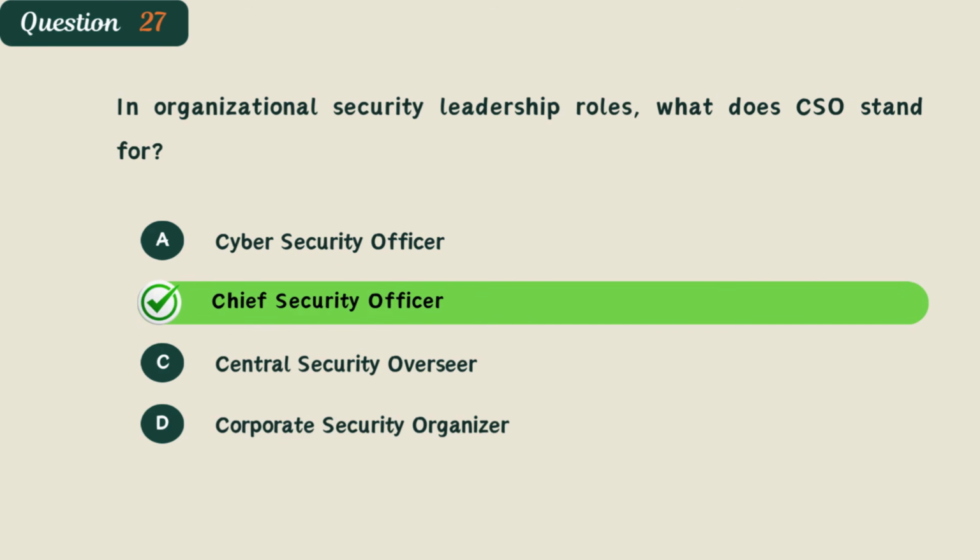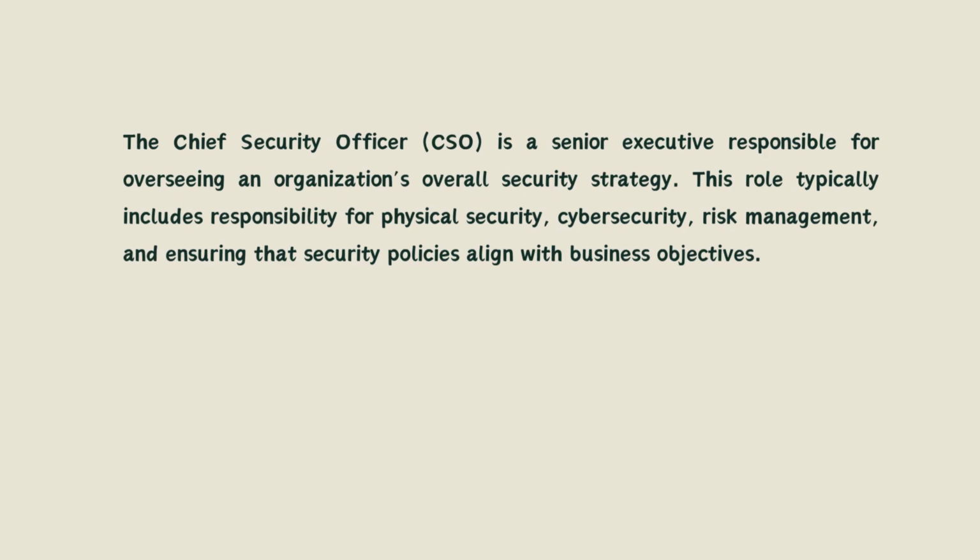Correct answer: B. Chief Security Officer. The Chief Security Officer, CSO, is a senior executive responsible for overseeing an organization's overall security strategy. This role typically includes responsibility for physical security, cybersecurity, risk management, and ensuring that security policies align with business objectives.